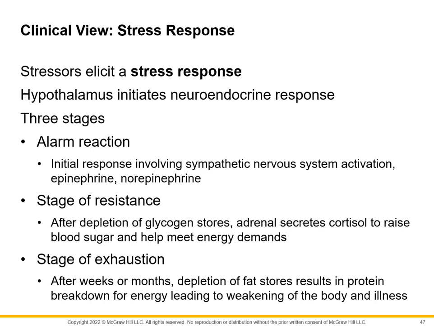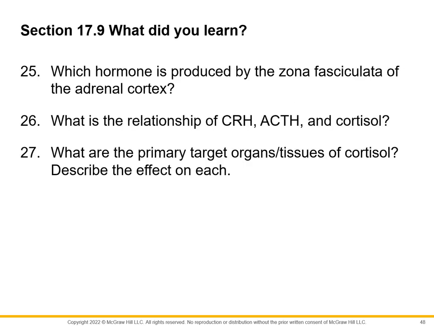And then if you're in a chronic state of stress, in this stage of exhaustion after weeks or months, you can deplete many of your nutrient stores. So breakdown of fats, turning into the breakdown of protein as well. So you essentially begin to catabolize and use your own body's muscles for energy, which contributes to weakness, which contributes to illness, which contributes to chronic illnesses. So alarm reaction, resistance, and then our exhaustion stage as well.